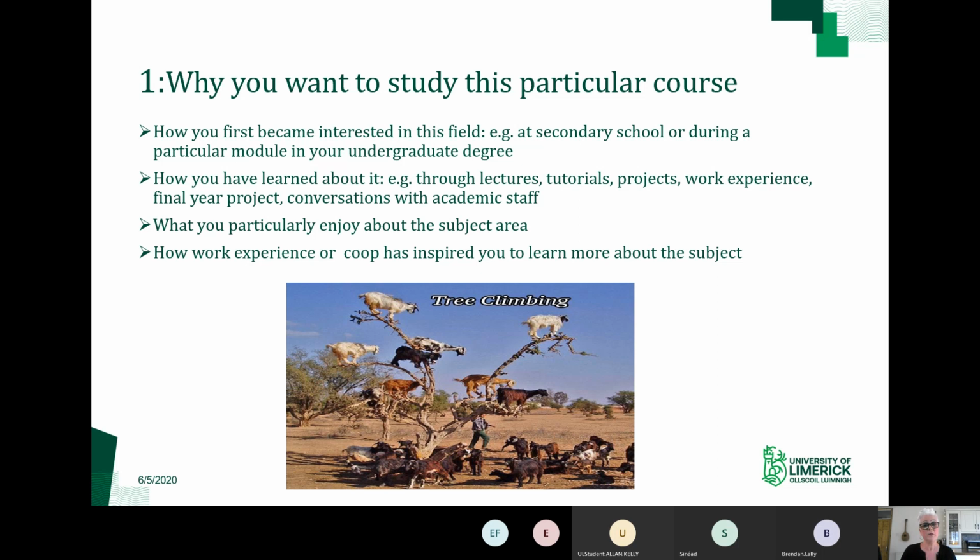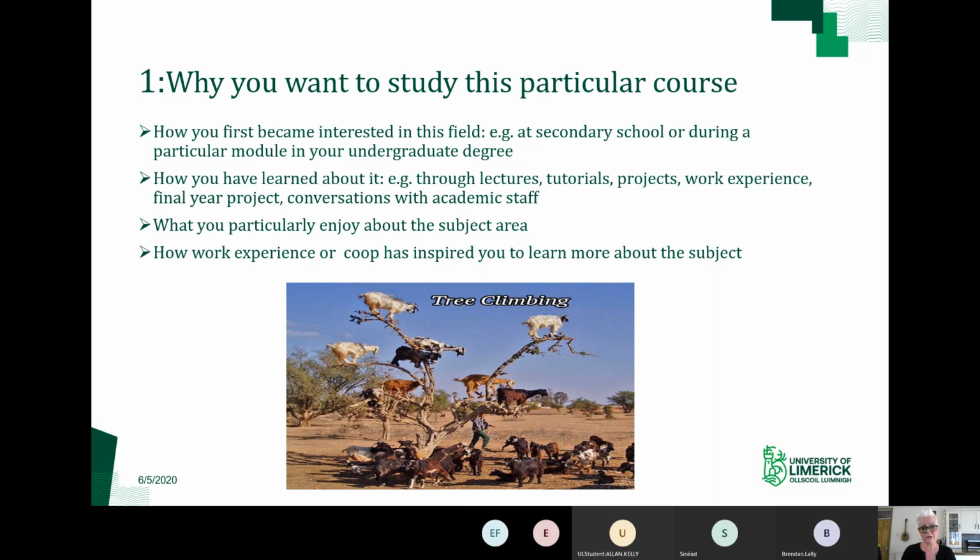So number 1, why do you want to study this particular course? Obviously you need to do your research into the course, and then you need to think about, okay, how did I become interested in this area in the first place? Was I at school? Was it through college? Specific modules I was studying? Maybe through my FYP, other research that I did? What do I enjoy about this subject area? And do you have any relevant work experience, co-op, voluntary activities that inspired you to learn more about the subject?